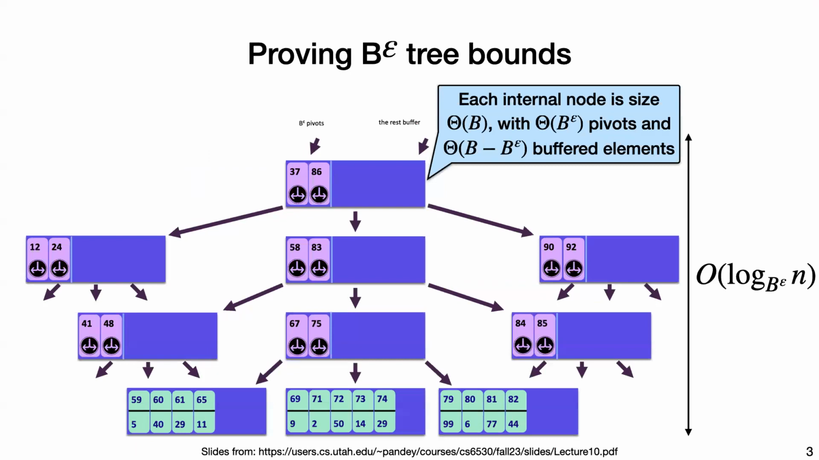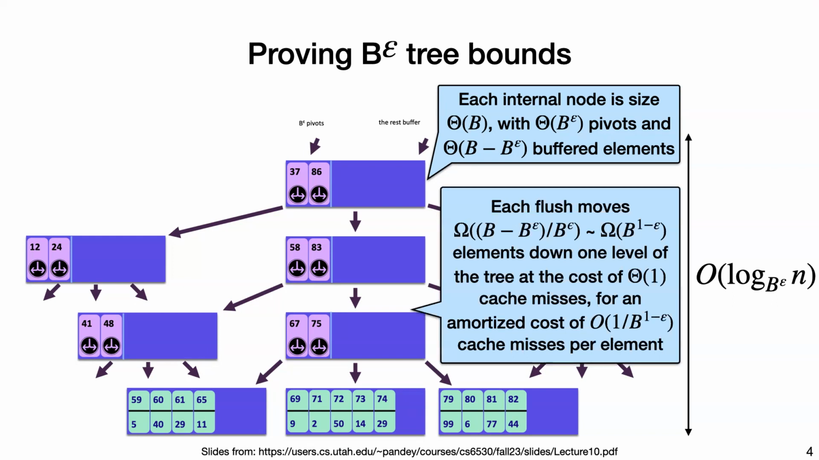Great. Yeah, I just wanted to clarify something from last class before we move on. There were some questions after class about how you prove the bounds for B epsilon trees. So this is the same picture as last class. This is the B epsilon tree. You have B epsilon pivots, and then you have B minus B epsilon buffer space in every internal node. And these leaf nodes are not buffered, there's just elements at the bottom. Each internal node is of size theta B, so to read each one, it's going to take theta 1 IOs or cache line transfers. You have B epsilon pivots and B minus B epsilon buffered elements.